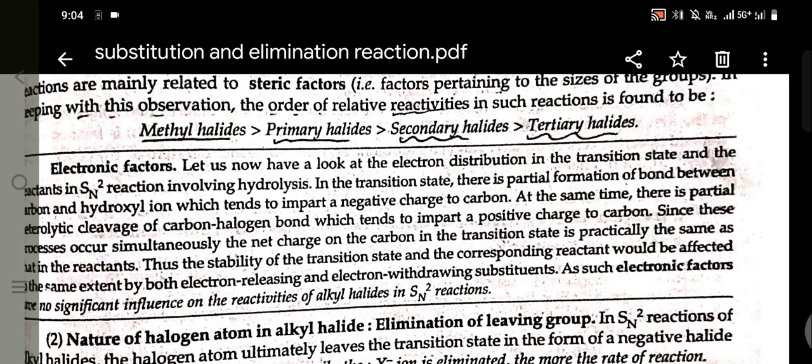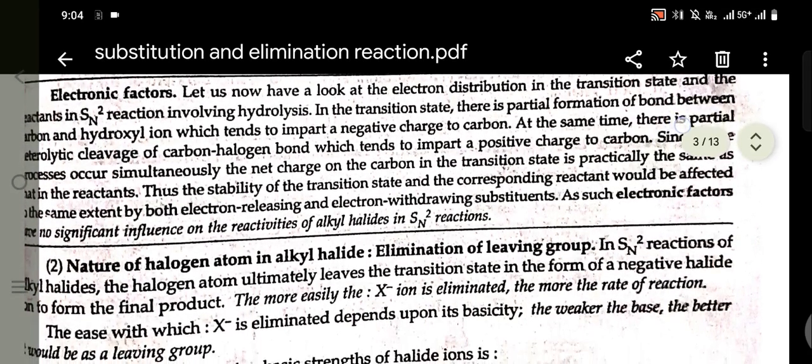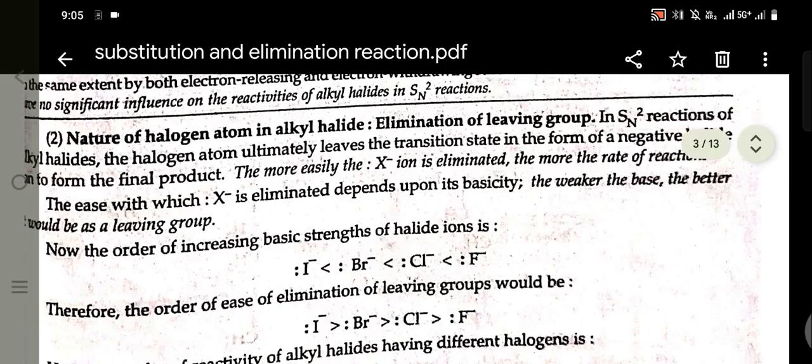Thus, the stability of the transition state and the corresponding reactants would be affected to the same extent by both electron releasing and electron withdrawing substituents. As such, electronic factors have no significant influence on the reactivities of alkyl halides in SN2 reactions. Second one, nature of halogen atom in alkyl halides.